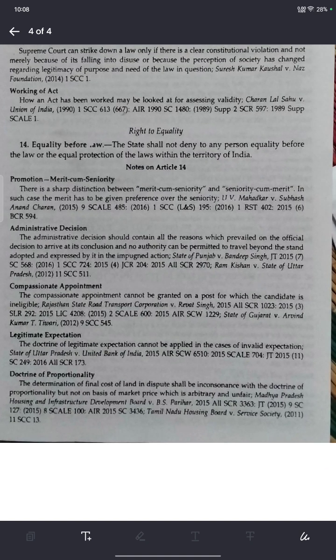Working of the act: how the act has been worked may be looked at while assessing validity. So when something is to be validated, assessing how it is being validated, we can come to know how the act works. Something has been done as per the act, that is how the act works. It should be done this way, it can't be done another way. That is the way of assessing the working.